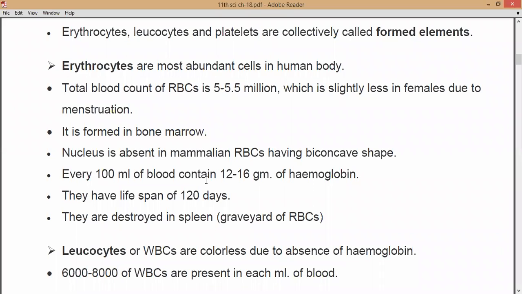Okay, and they are destroyed in the spleen, right? For this reason, the spleen is said to be the graveyard of RBCs. The spleen is present near the stomach, and it is responsible for destroying the RBCs. So this is about the first type of blood cell, and that is the erythrocyte.